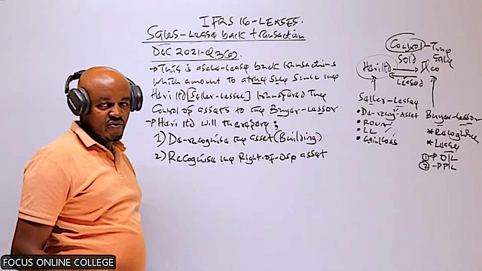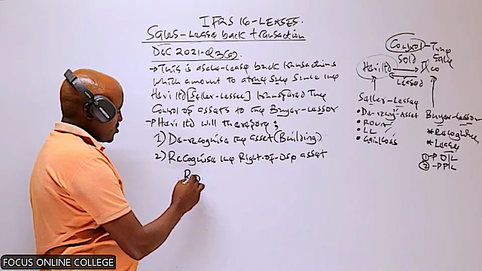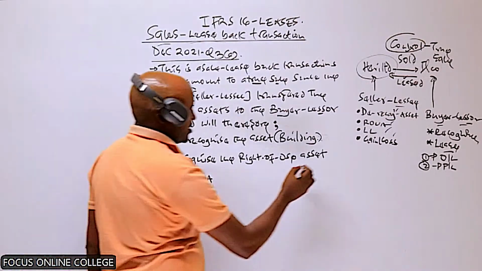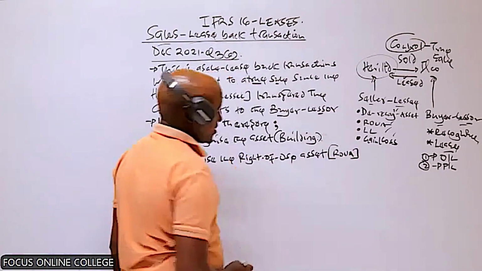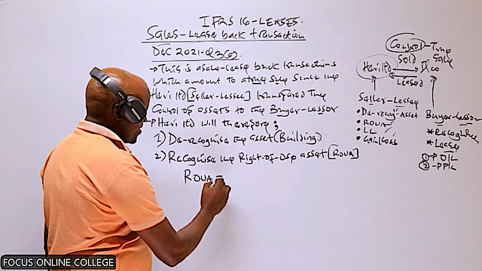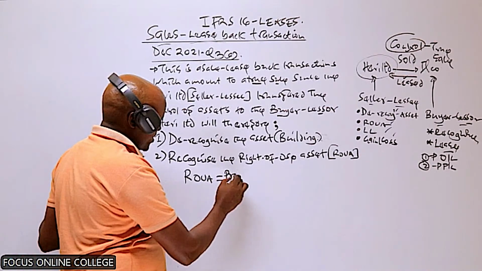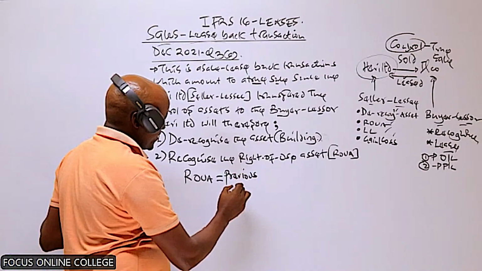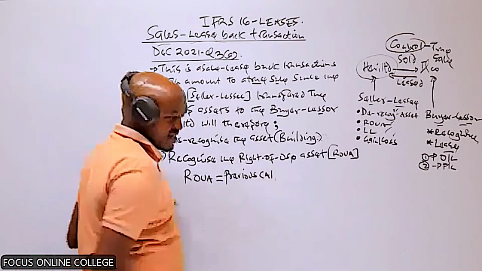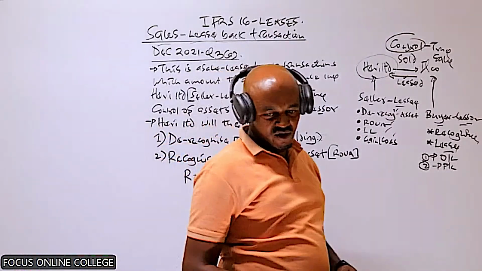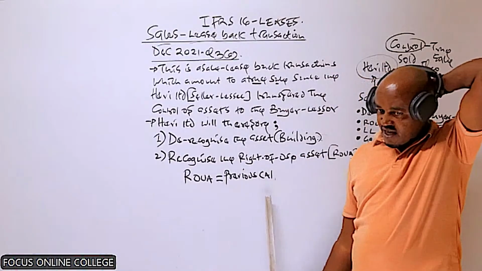So how do we compute this one? Because that is what you need to remember, the right-of-use asset. So we need to remember the formula here. We take the previous carrying amount. And the carrying amount of an asset, in other terms, is known as what? What is the other name for this?